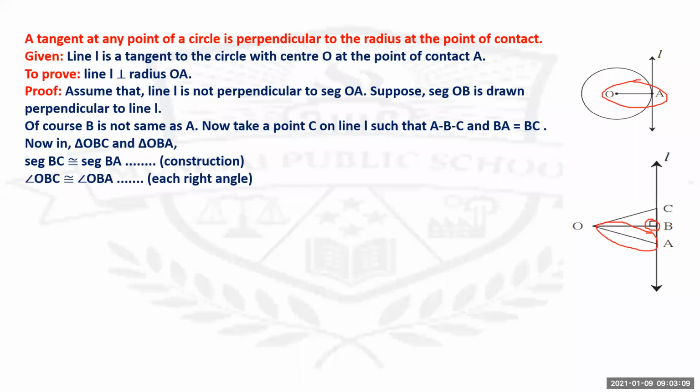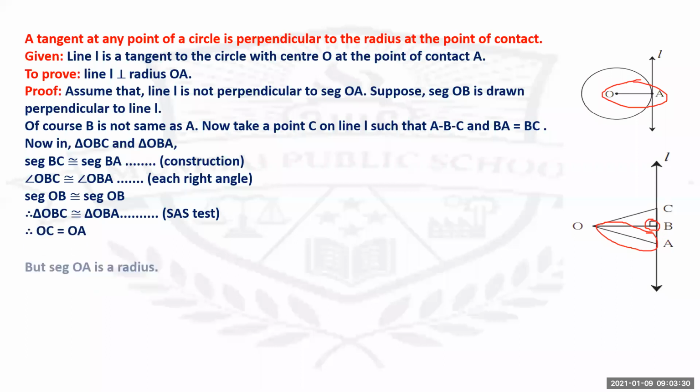You will get angle OBC equals angle OBA. Segment OB is congruent to segment OB. Therefore, you will get triangle OBC congruent to triangle OBA by the side-angle-side test. Therefore, OC equals OA.